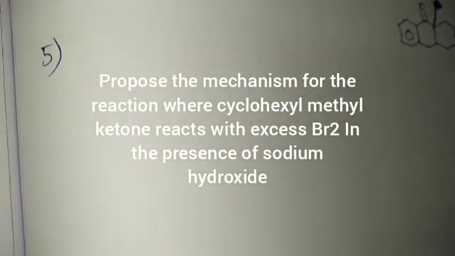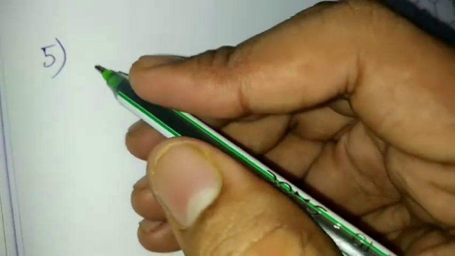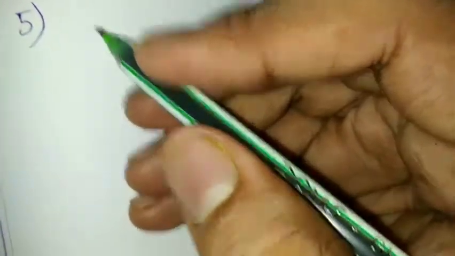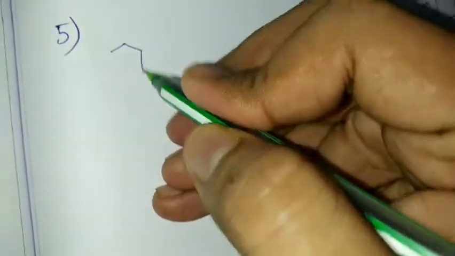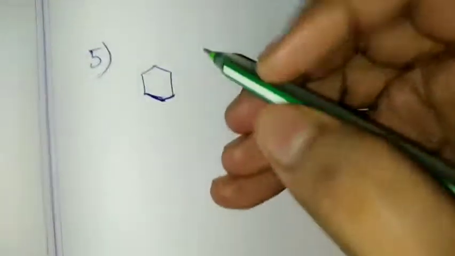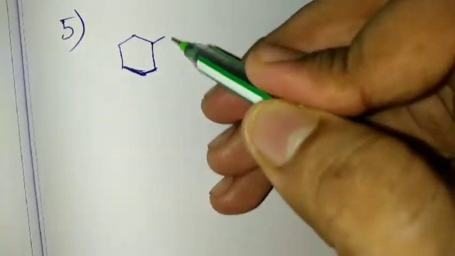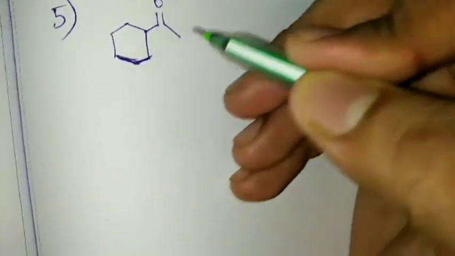I'll put the questions in the video. Now we can see it on the screen. So don't worry if you can't understand the question, you can read it from there. They're asking for a proposed mechanism for the reaction of cyclohexyl methyl ketone. It's like ethyl methyl ketone, they have given the general name. So it will be cyclohexyl. Sorry, the drawing is so bad. So cyclohexyl methyl ketone.